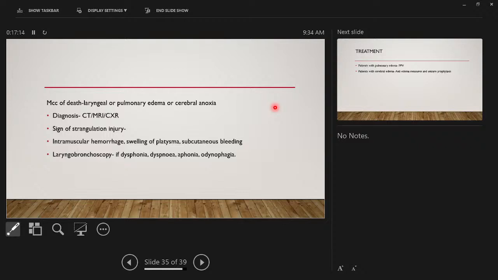Diagnosis can be made by CT, MRI, and chest X-ray. Signs of injury are the same. Intramuscular hemorrhage is there. Swelling of the platysma can be seen, along with subcutaneous bleeding. Laryngobronchoscopy is done if dysphonia, dysphagia, aphonia are present.